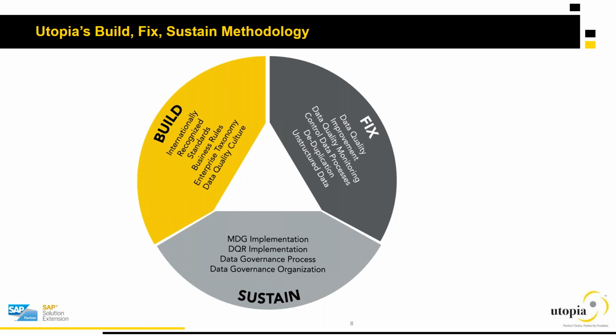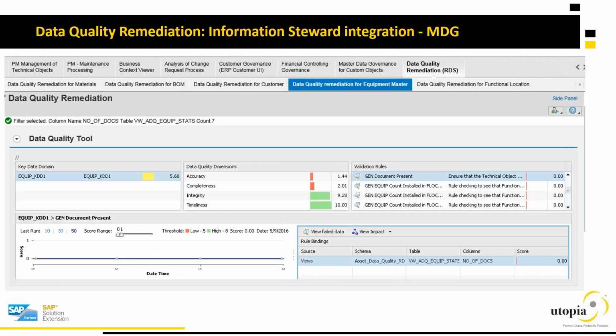So SAP provides some methodologies, and Utopia actually adds upon those methodologies. One of those we talked about here is this data quality remediation. It shows you a dashboard from inside of master data governance, but if you look at these rules, you'll see the red rules for accuracy and completeness, etc. You can view the failed data, and you can select that data and push it into a workflow in MDG, right from Information Steward.